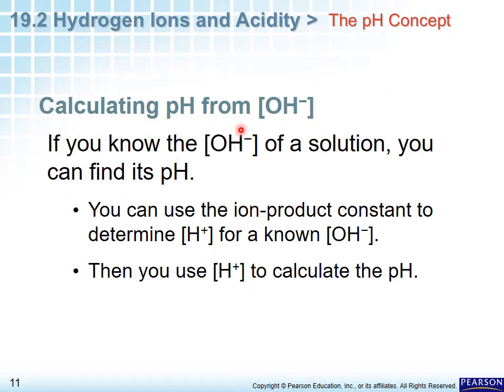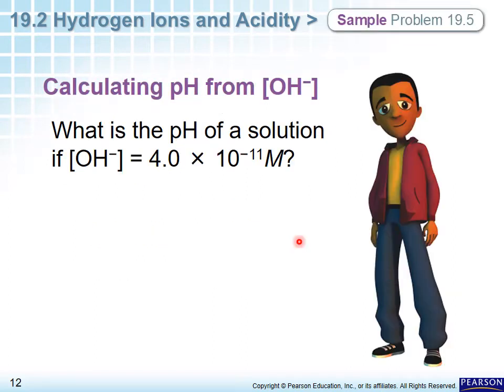Now, calculating the pH from OH. Now another one. Not H, OH now. If you know the OH of the solution, you can find its pH. You can use the ionic product constant to determine the H positive for a known OH negative. Then you use the H positive ion to calculate the pH. How? Here. So the question is, what is the pH of a solution if OH is equal to 4.0 times 10 power negative 11 molar?